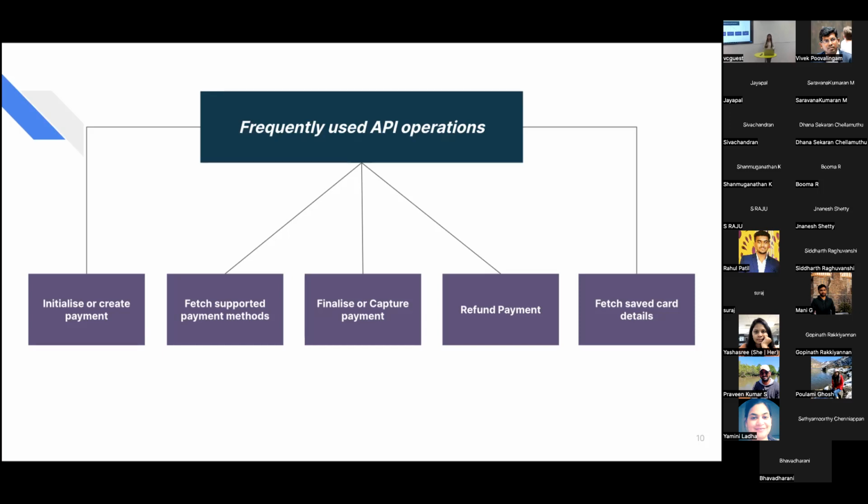So initialize payment will just create order data, basically a record in PayPal, so that when the user goes and approves, PayPal will be able to know that, okay, there is an order created and the user has approved this order, so that I can go and mark this order status as approved, right? You can also see this in action. I'll show that later. And let's move on to the next one, which is fetch supported payment methods, right?